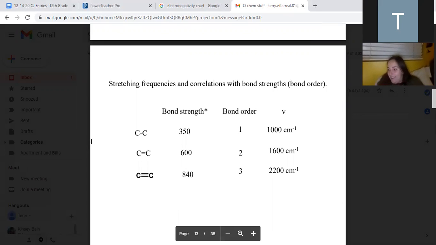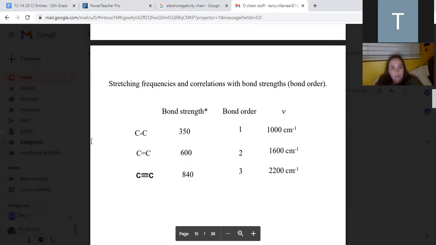You can see here our bond strength: we go from single, double, and triple, so bond order increases. You can see that the frequency increases because it takes more and more energy to do it. Don't forget, this is the inverse. But basically, this is just the idea.